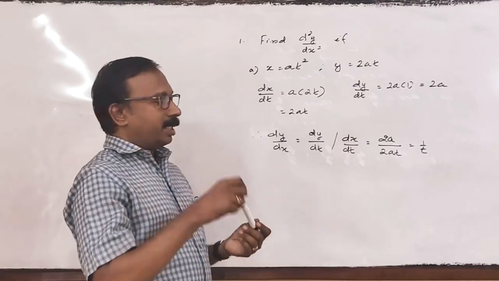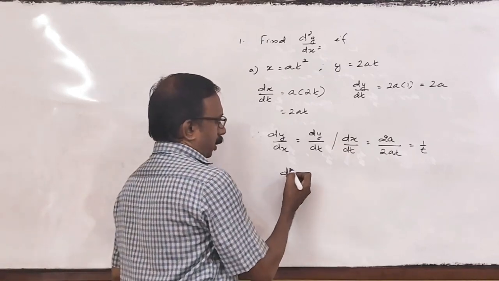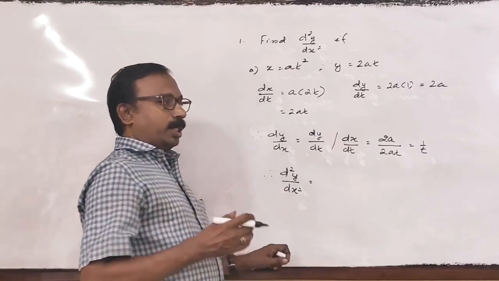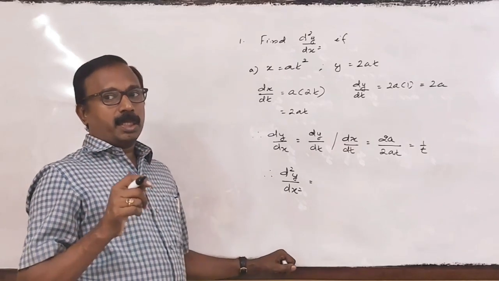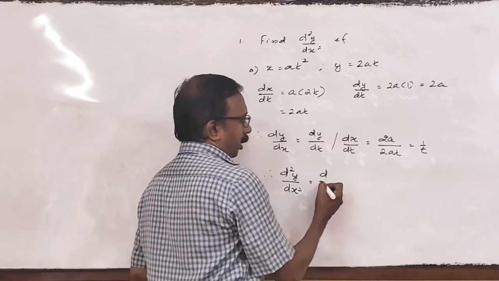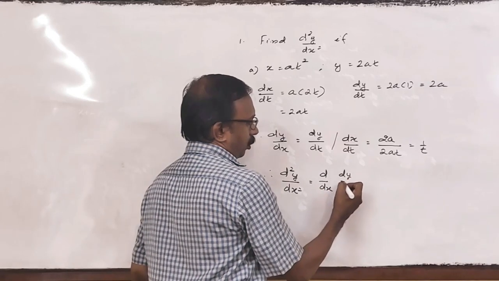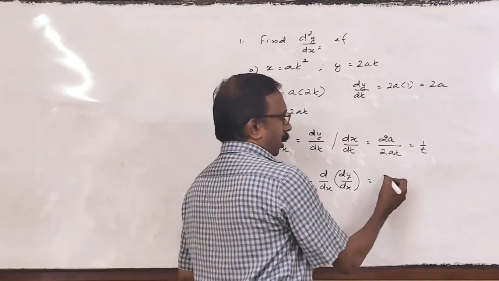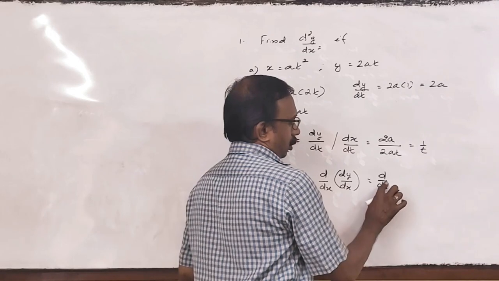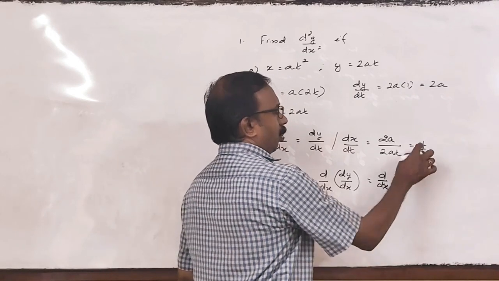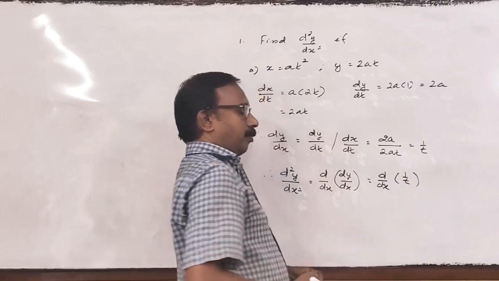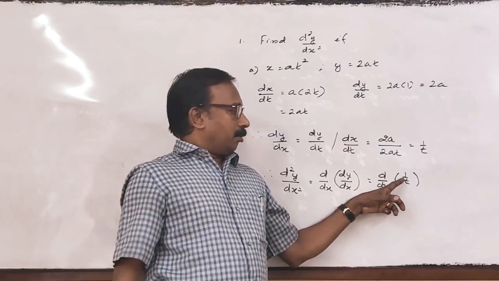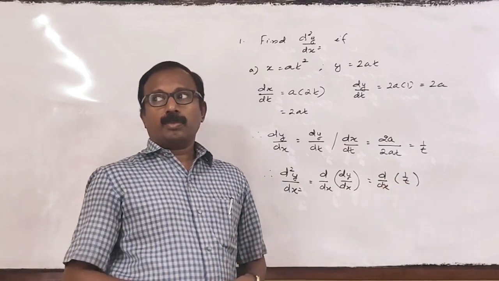Now we are going to find the second derivative of this function, therefore d square y by dx square. What is d square y by dx square? d square y by dx square is d by dx of dy by dx. So we have d by dx of 1 by t. Here, there is a problem. The function is given in t, but we have to find the derivative of the function with respect to x.